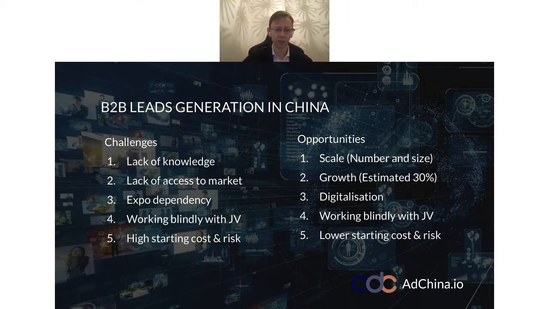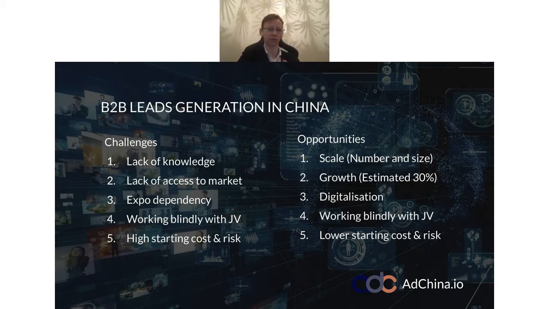Another challenge can be those who work blindly with a joint venture, meaning they do have a local presence, but they don't really have insight into what's going on, what's being done. And then finally, there's the high starting cost and risk that has traditionally been associated with B2B lead generation in China.